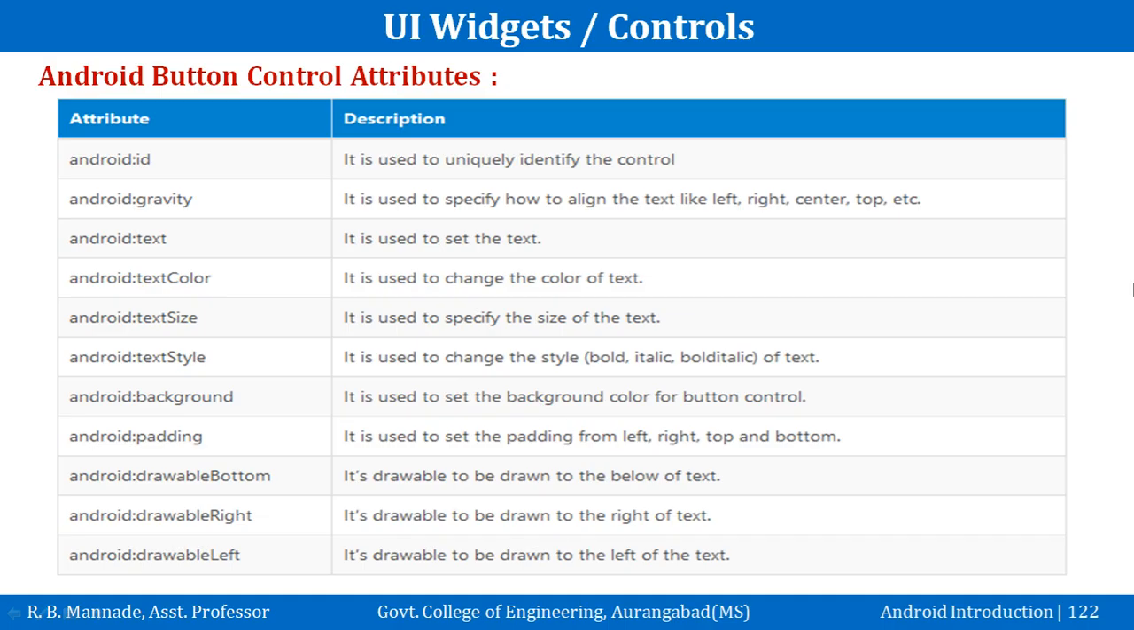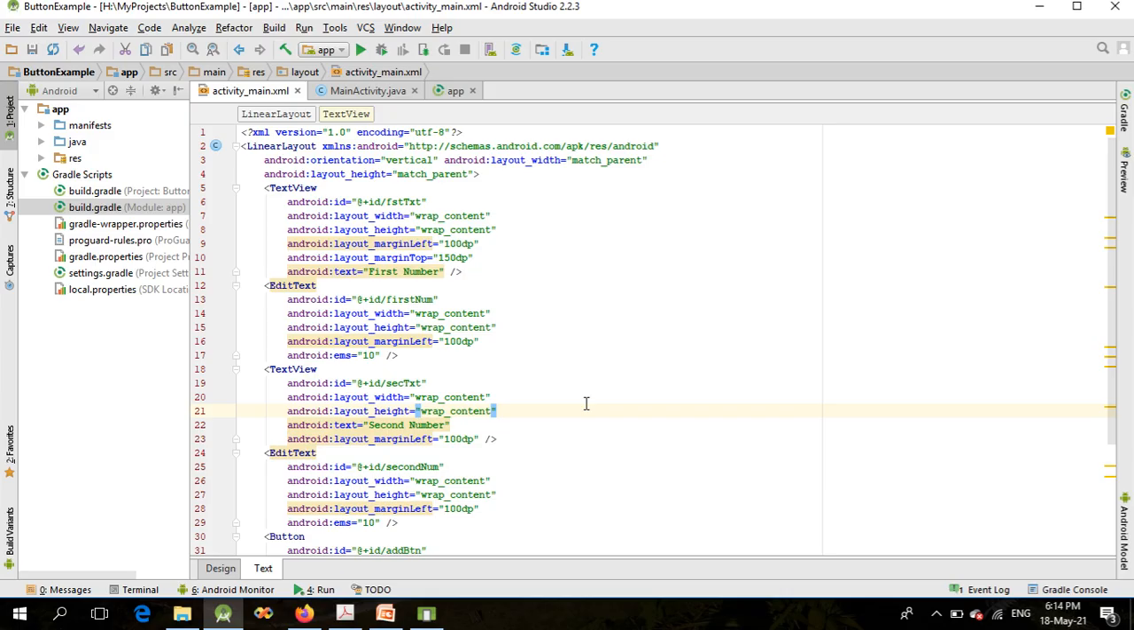Right, now we will see a practical implementation of the button control. I have created one Android application. Its name is ButtonExample, and its layout is like this. It means the activity_main.xml code is like this. This is the text view of this particular file.